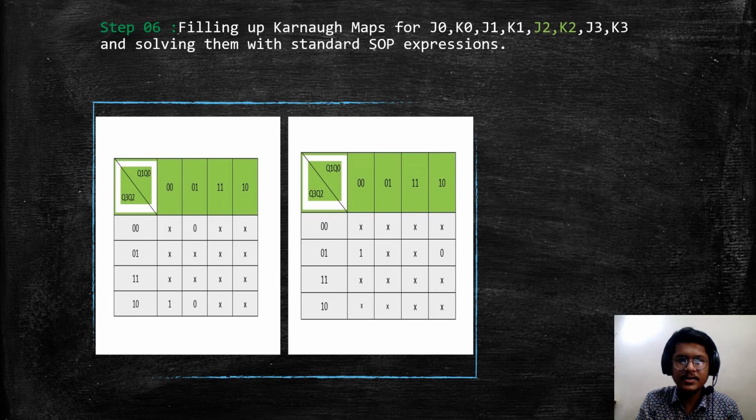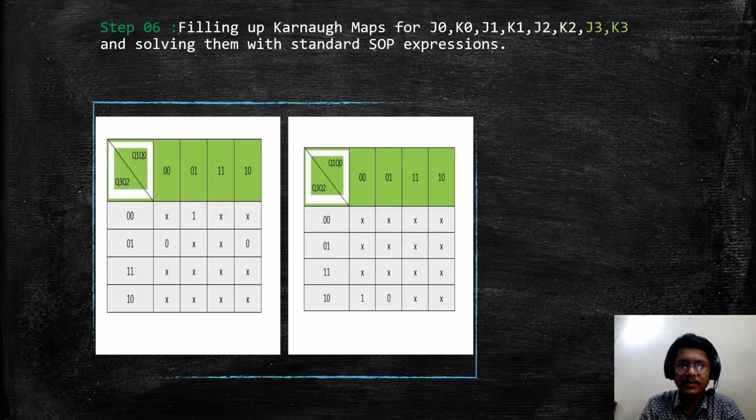Here we are solving J2, K2 with standard sum expression. After solving them, we get J2 equal to Q0 prime and K2 equal to Q1 prime. Here we are solving J3, K3 with standard sum expression. After solving this, we get J3 equal to Q2 prime and K3 equal to Q0 prime. Our next presenter, MD Tanjidul Haq, will discuss how to connect the outputs in the diagram.